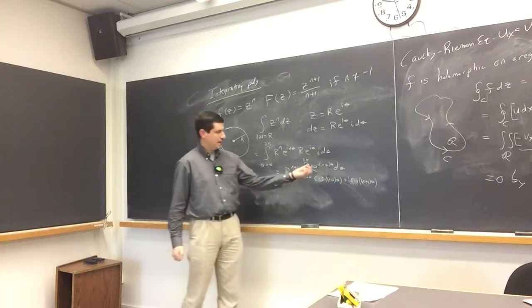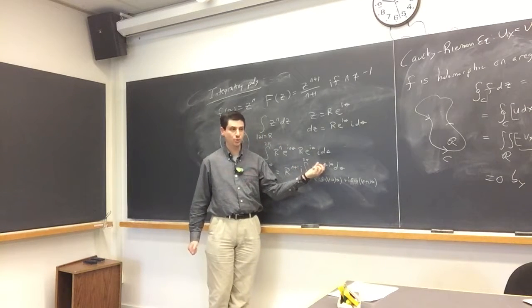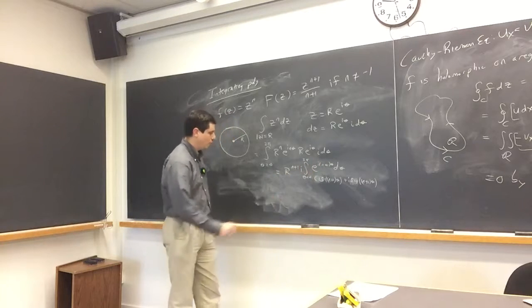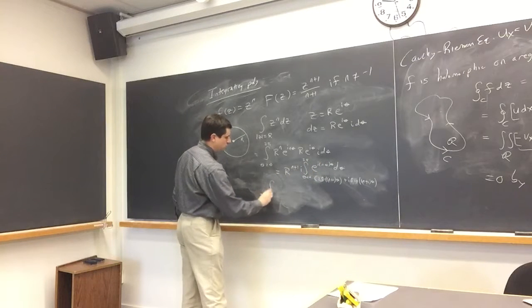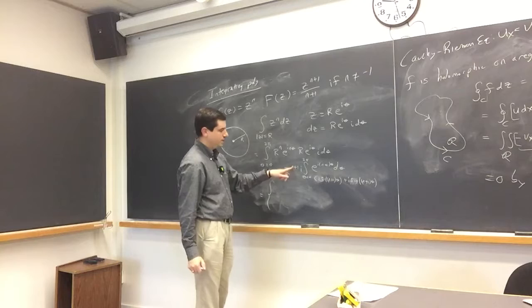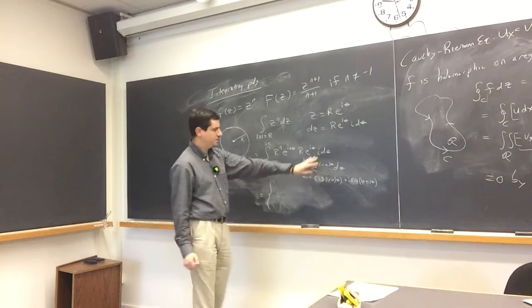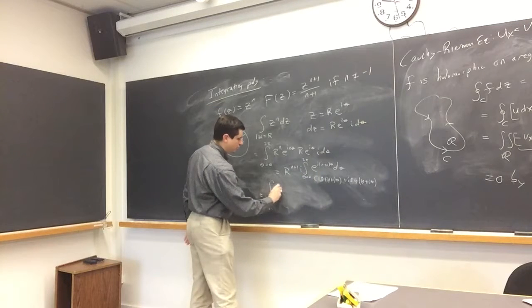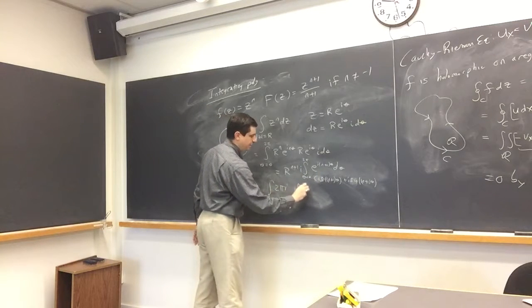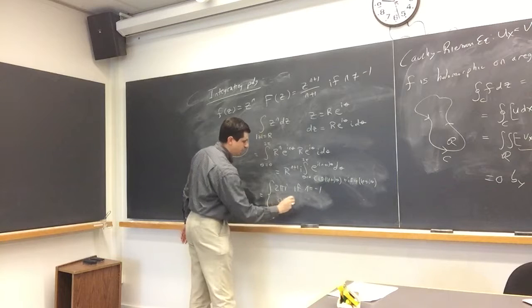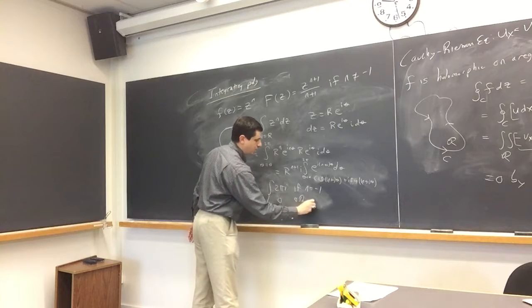And so if I take n equals negative 1, I'm just integrating the function 1 from 0 to 2 pi. So if n equals negative 1, the r vanishes. That's wonderful. It doesn't depend on the radius of the circle. This integral is just 2 pi. So I get 2 pi I if n equals negative 1, 0 otherwise.